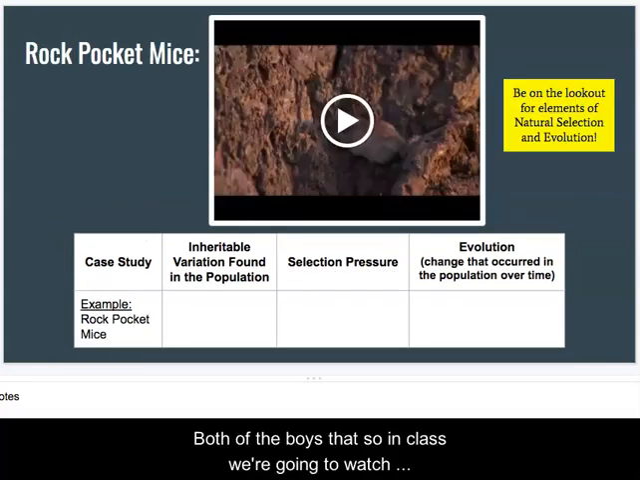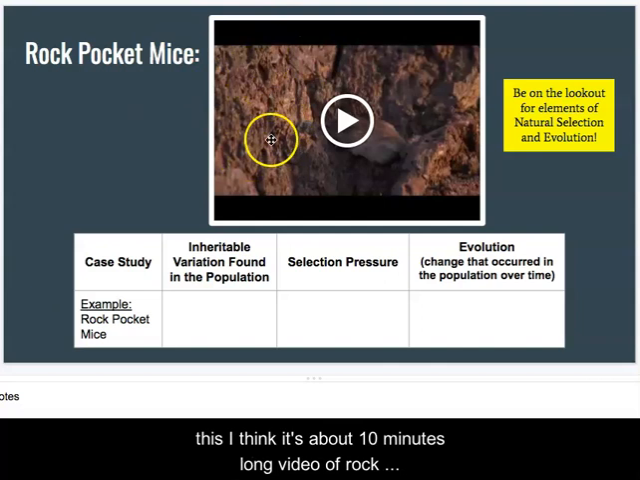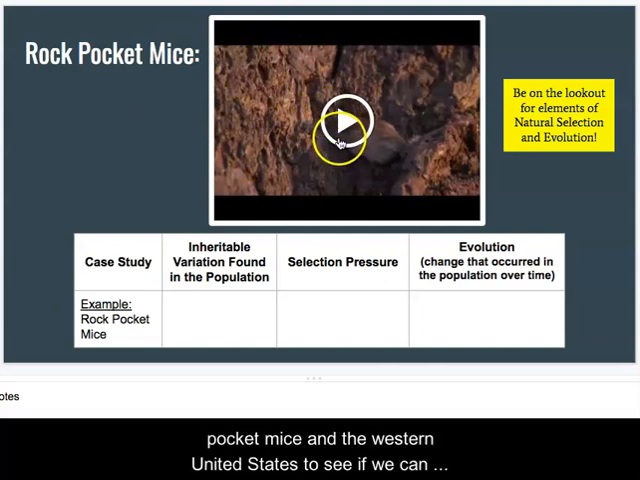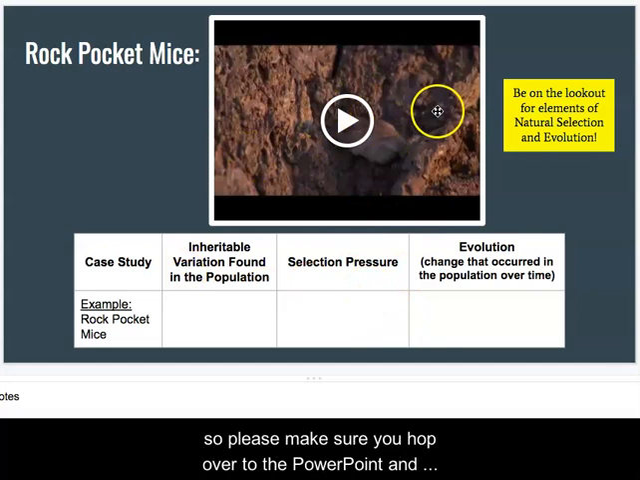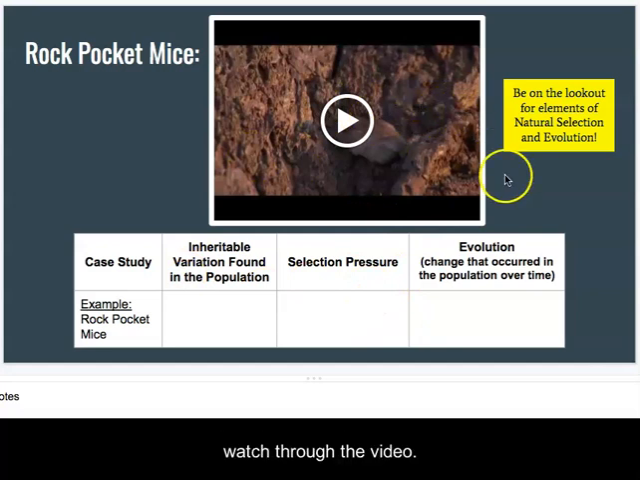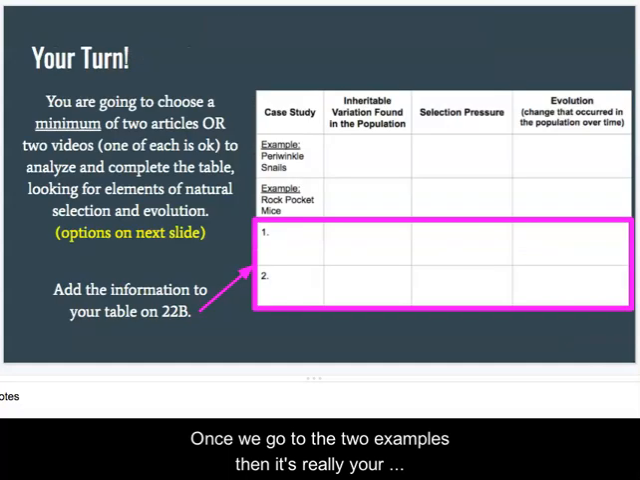So in class, we're going to watch this, I think it's about 10 minutes long, video of rock pocket mice in the Western United States to see if we can identify those same types of things, and we'll go through it. So please make sure you hop over to the PowerPoint and watch through the video. We will go through this next class as well. Once we go through the 2 examples, then it's really your turn.